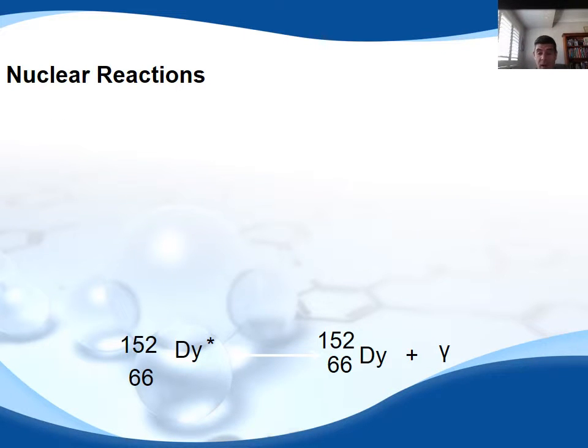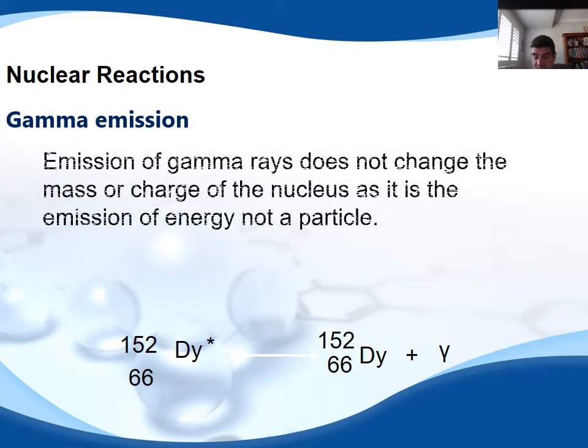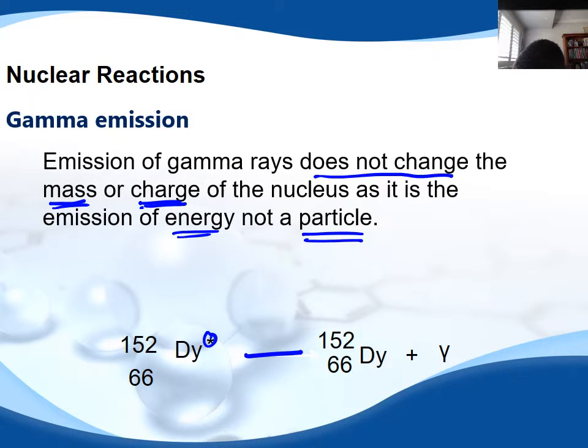Now, the third type of radioactive decay is gamma emission. The thing with gamma emission that makes it slightly different from the others is that there is no change in either the mass or the charge. This is not a particle, but a quantum of energy that's actually being emitted or released from the nucleus. So we need some sort of indication that this is what's actually happening here. Can't see the arrow very well here, so I'll draw it in for you.